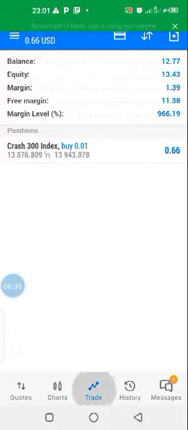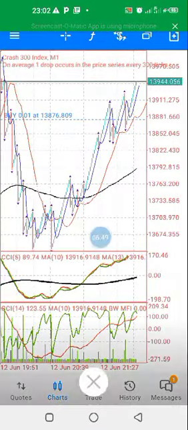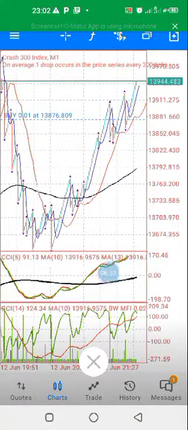I use a small lot size because I want to make sure that in this video I explain everything in detail, so that this money will be able to take us through even if there's a spike. I'm not afraid of the spike because the setup is complete. All right, this setup is free.